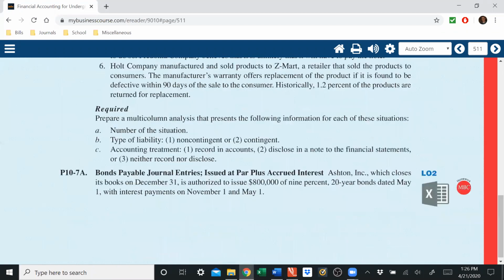Bond payable journal entries. This is where a bond is issued at par. Now, if a bond is issued at par, that means the issue price and the face value are the same.